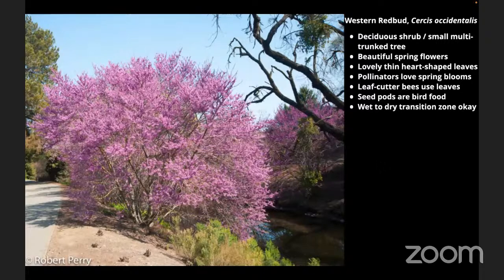Another one of my favorites, which really could be considered a tree as well, again, large shrub, small tree, whatever you want to call it, is the Western Redbud. This is a local native plant as well, tends to grow at kind of the medium elevations near here up in the mountains, but does very well, especially with just a little bit of supplemental water. Down in the Inland Valley areas, we do find it in the more kind of LA, Orange County areas out towards the coast. It's a deciduous shrub, a small multi-trunk tree.